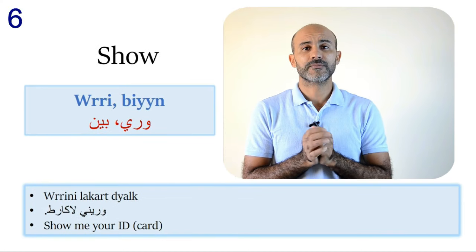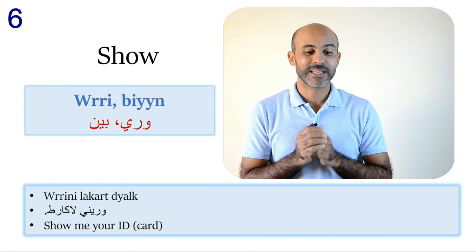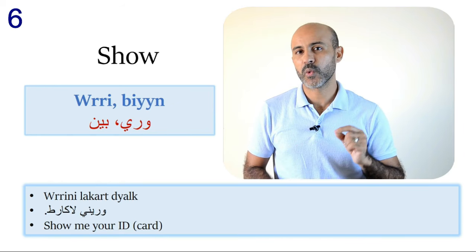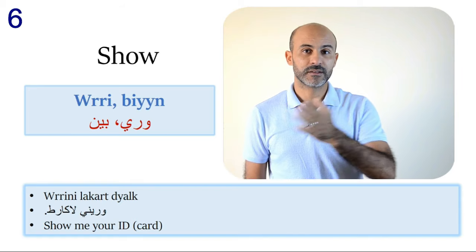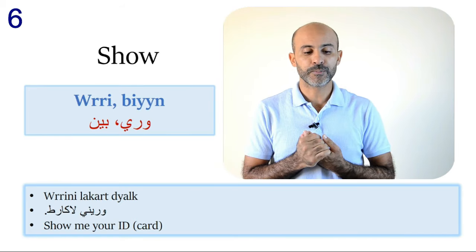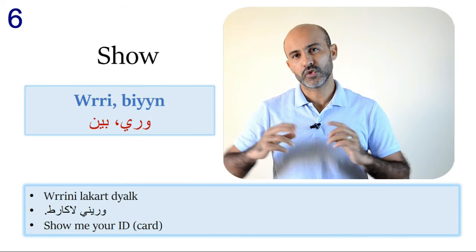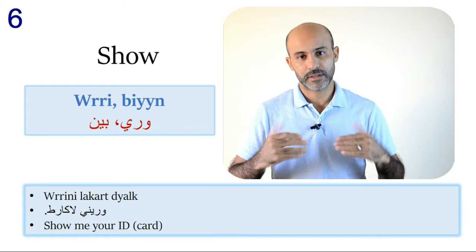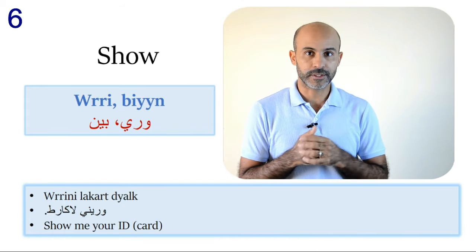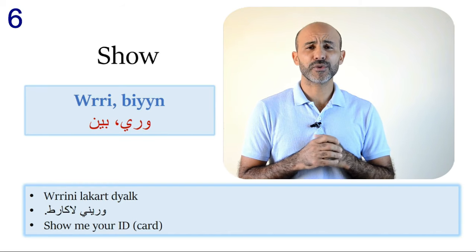The next verb is show, and it's وري. وري or بين. So وري, show me something or show me how. And بين is to make something appear, like make it appear to others. وري and بين. Can you pronounce them or say them?